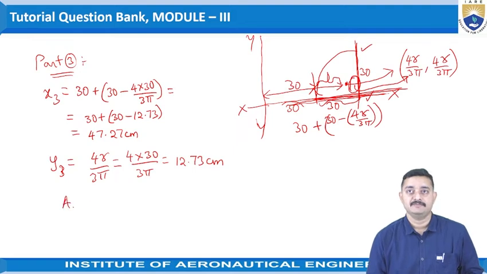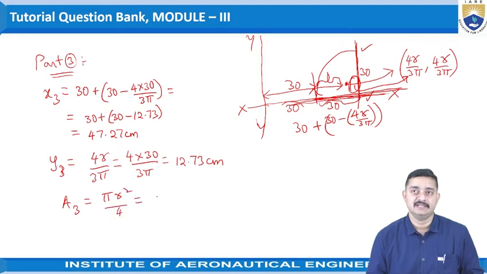Now coming to area, A3. Area would be pi r square by 4, the quadrant's area. Hence we can substitute the value as pi into 30 square by 4, and the value is 706.86 centimeters square.